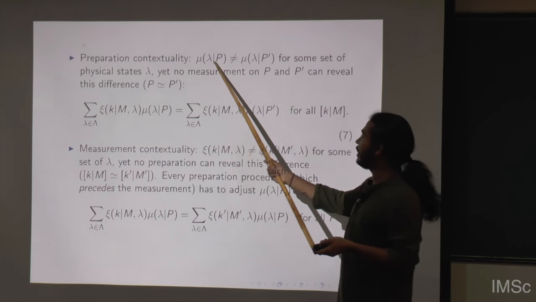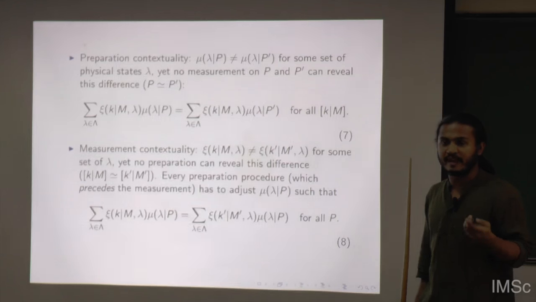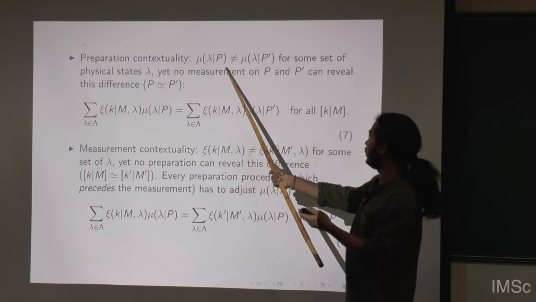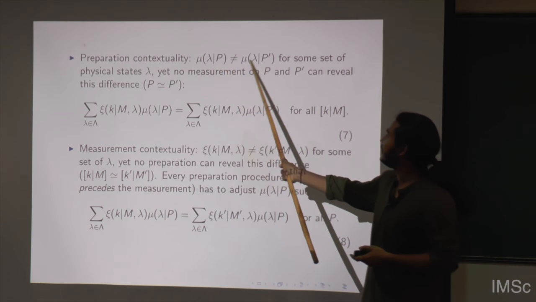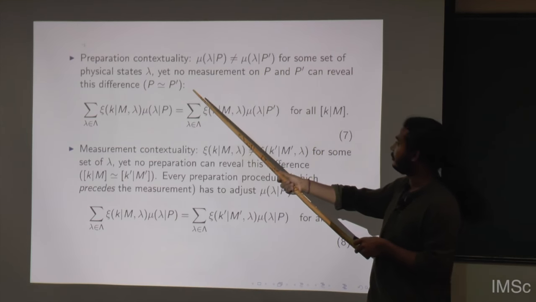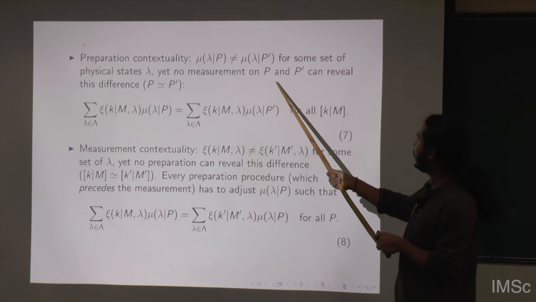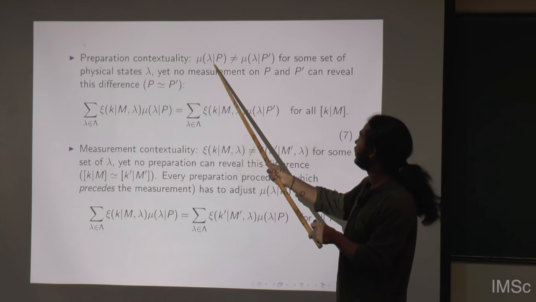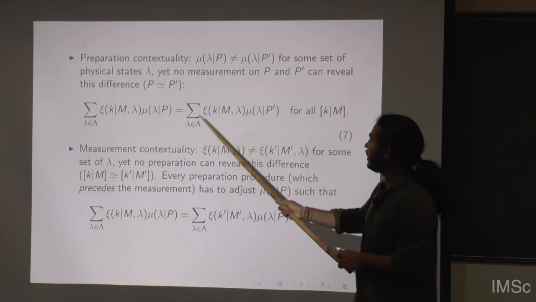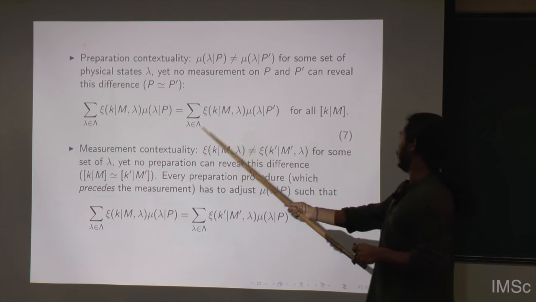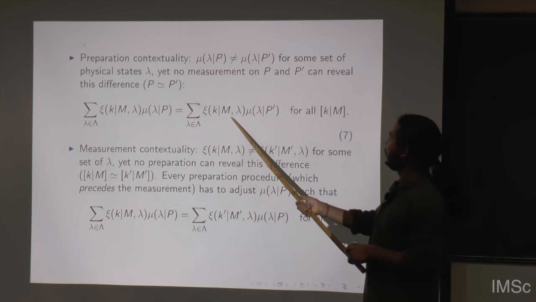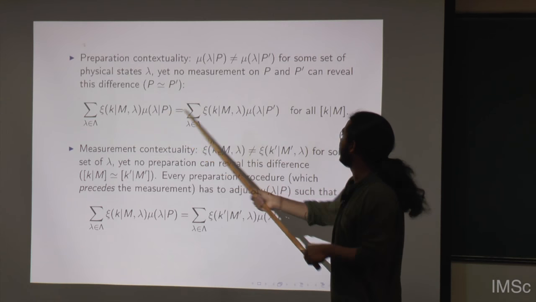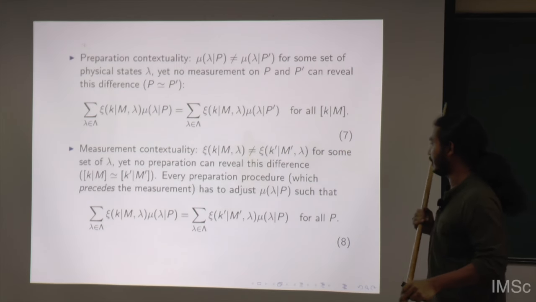Okay, this is just saying why preparation contextuality is sort of a weird fine-tuned thing. If the consequent in that implication fails, if these distributions are different for some set of physical states lambda, yet no measurement on these two preparations, P and P prime, can reveal this difference, what does this mean? This means that these two are unequal on some set of lambda, yet when I take the average over all lambdas, the answers are the same. So basically, these response functions have to be fine-tuned in a way to obliterate any distinctions in the operational theory.